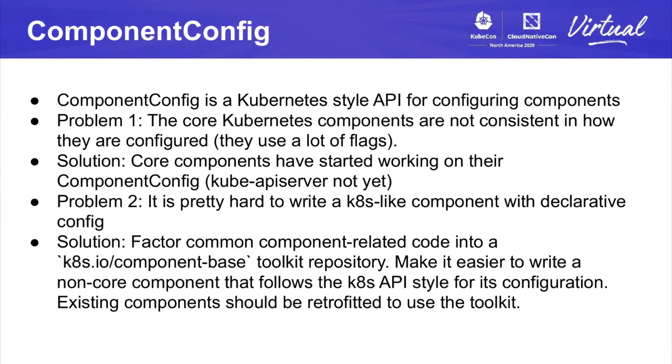Another problem is that it's pretty hard to write a Kubernetes-like component with declarative config. So adding a component config itself is not that easy. So the solution for that is that we should factor common logic for component-related code in the repository designated for that. That is component-base. And it's a toolkit. It's going to make it easier to write a new component that immediately implements a component config that uses a Kubernetes API style of configuration. And existing components should be retrofitted to use the same toolkit.